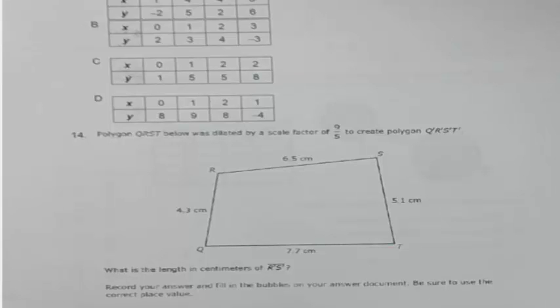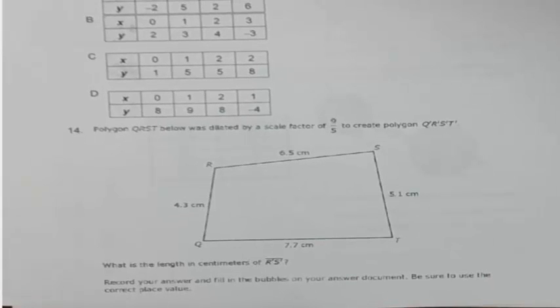Number 14. Polygon QRST below was dilated by a scale factor of 9/5 to create polygon Q prime, R prime, S prime, and T prime. What is the length in centimeters of line segment R prime S prime? Record your answer and fill in the bubbles on your answer document. Be sure to use the correct place value.